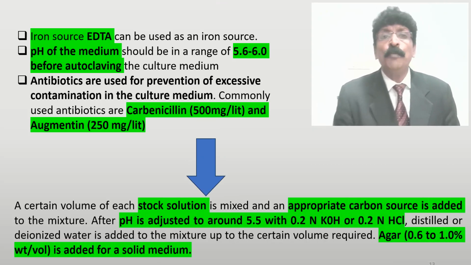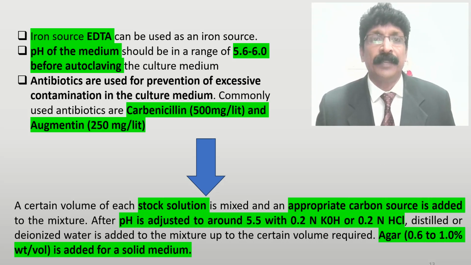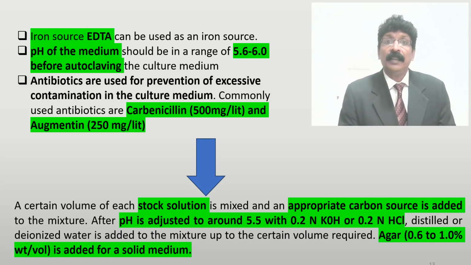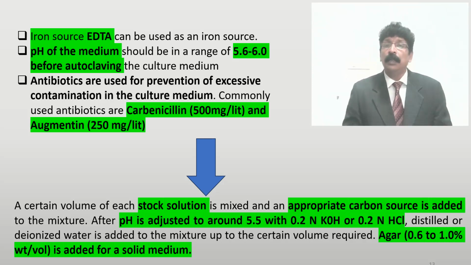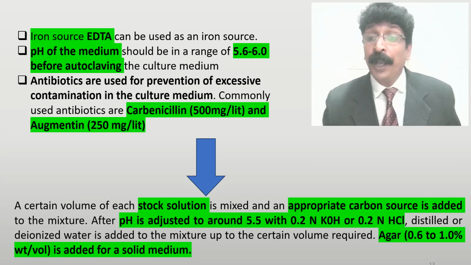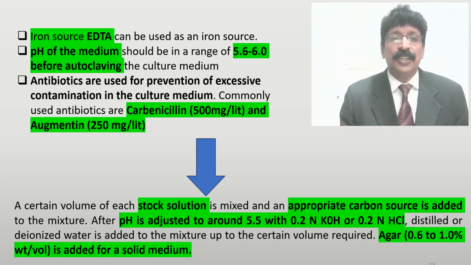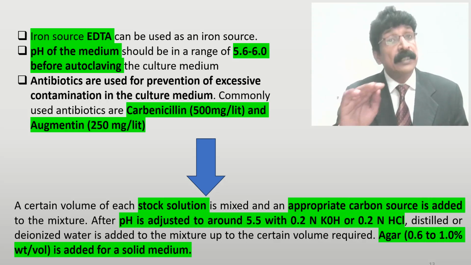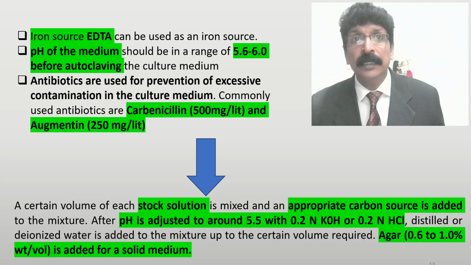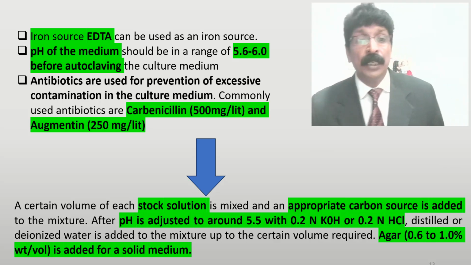A certain volume of such stock solution is mixed and an appropriate carbon source is added to the mixture. After the pH is adjusted to around 5.5 with 0.2 normal potassium hydroxide or 0.2 normal hydrochloric acid diluted in deionized water, you have to use deionized water, it is added to the mixture up to the required volume. Agar 0.6 to 1% weight by volume is added for a solid medium.